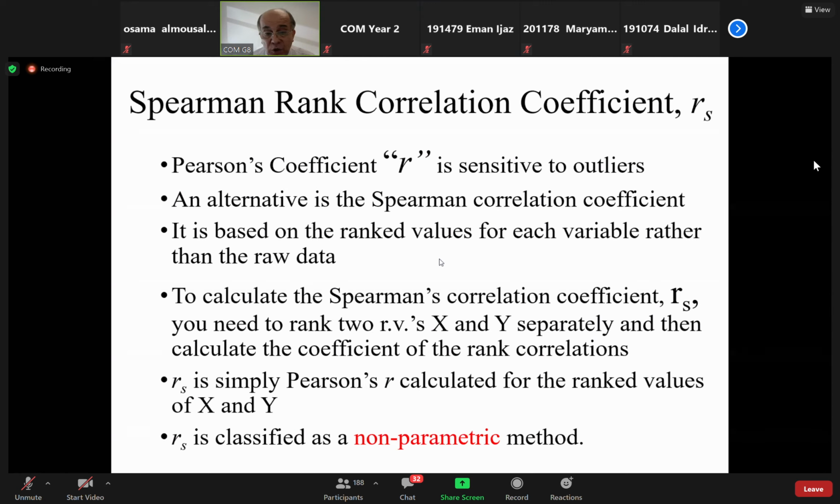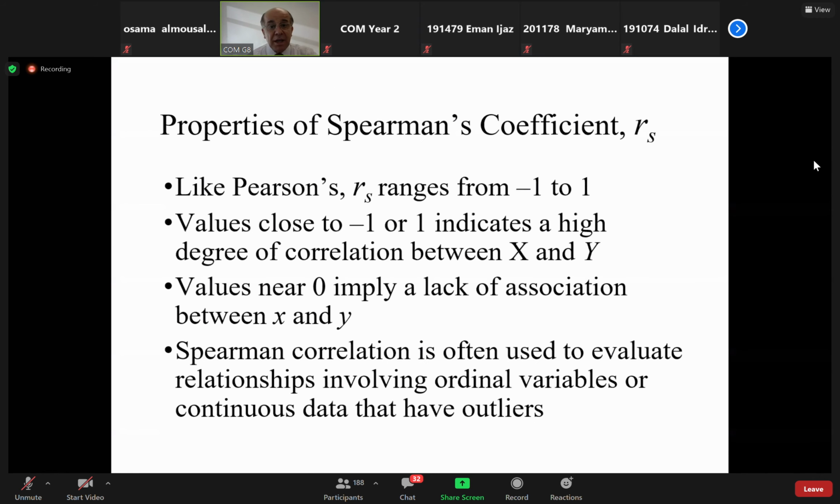The only thing I want you to know is that it is the Pearson correlation on ranks, that's why we call it rank correlation. First, it uses rank data, not the actual data. Second, you use it for ordinal data, and for data that is skewed, not symmetric, not normal, or that has outliers. In this case, don't use Pearson. Okay? These are the same properties as R.